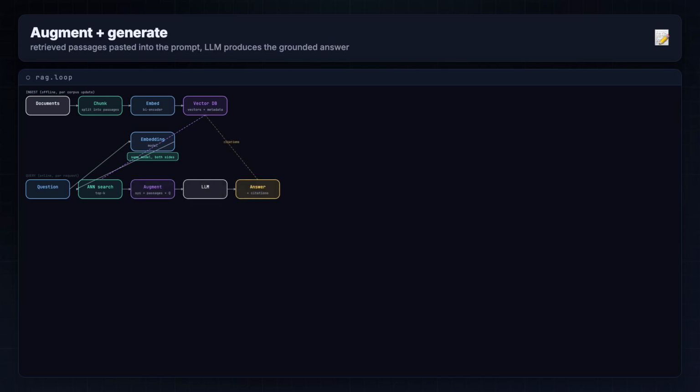Now augment and generate. The retrieved passages get pasted into the prompt, system instructions, then the passages, then the question. And the LLM produces the answer grounded, with citations back to the chunks it used. That's the full open book exam.